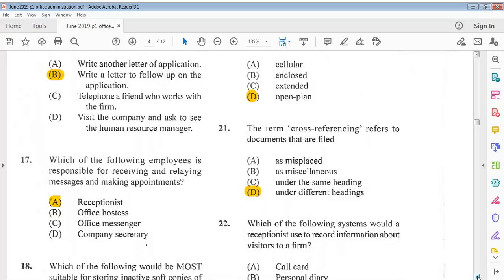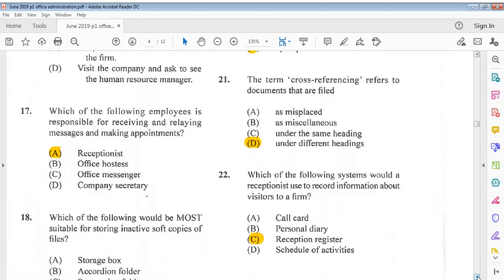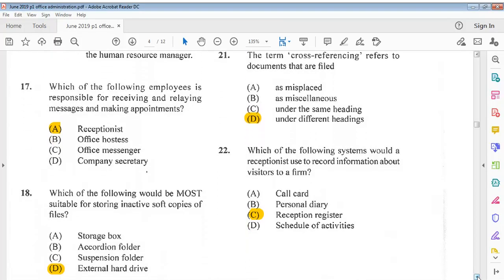Let's move on to question number 21. The term cross-referencing refers to documents that are filed A, as misplaced, B, as or C, under the same heading, or D, under different headings. We know it would be D, under different headings.